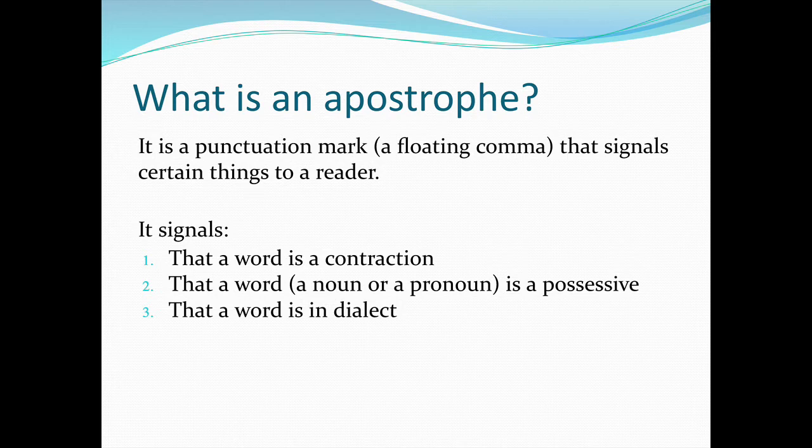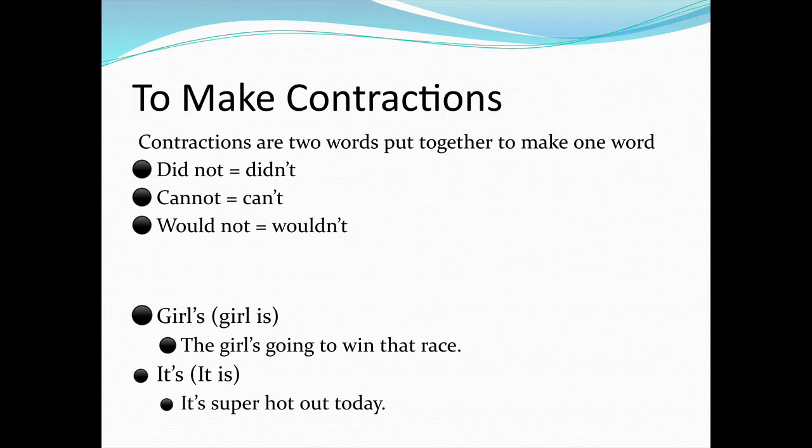Now, we're not going to deal with the dialect piece in this screencast because we're going to focus on contractions and possessives. All right, the first purpose of an apostrophe is to make contractions. Contractions are two words that you can put together in order to make one word. In order to make a contraction, you take two words and put them together into one word and drop some letters. Typically, one of the letters you drop is a vowel, and in the place of the vowel, you will put your apostrophe.